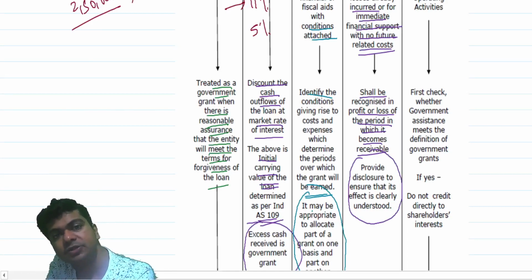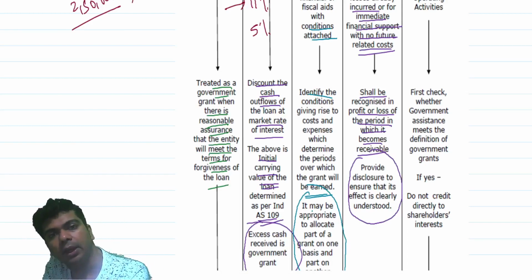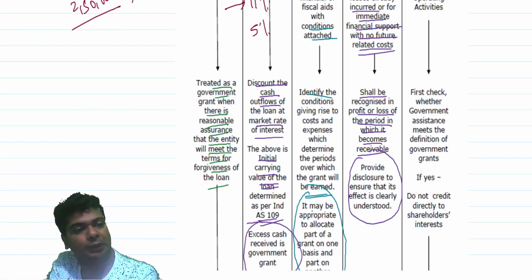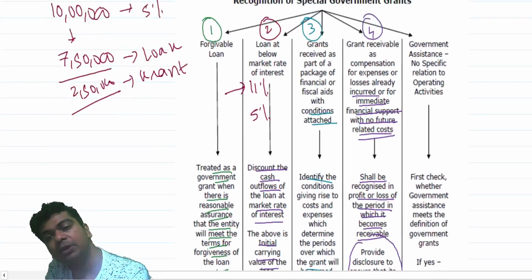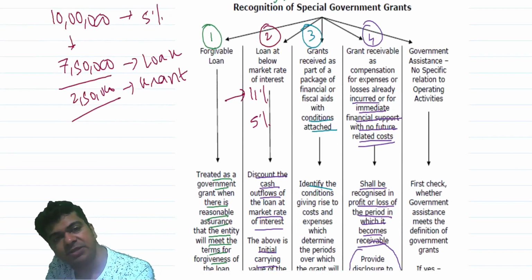Or a grant is received with no future cost. No future cost? It means it is unconditional. I will let it go to the P&L, but provide a proper disclosure so that the readers of the financial statements can understand its impact.